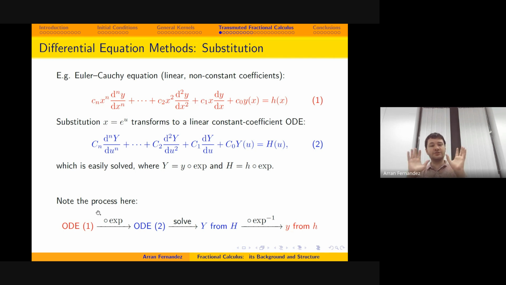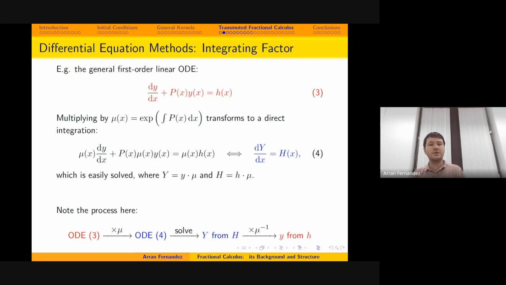So the process is you start from the red ODE, you take composition with the exponential function to get the blue ODE. The blue one can be solved, capital Y can be found in terms of capital H, and then you reverse the substitution by composition with exponential inverse to find lowercase y from lowercase h, which solves the red ODE. Similar thing with the integrating factor method.